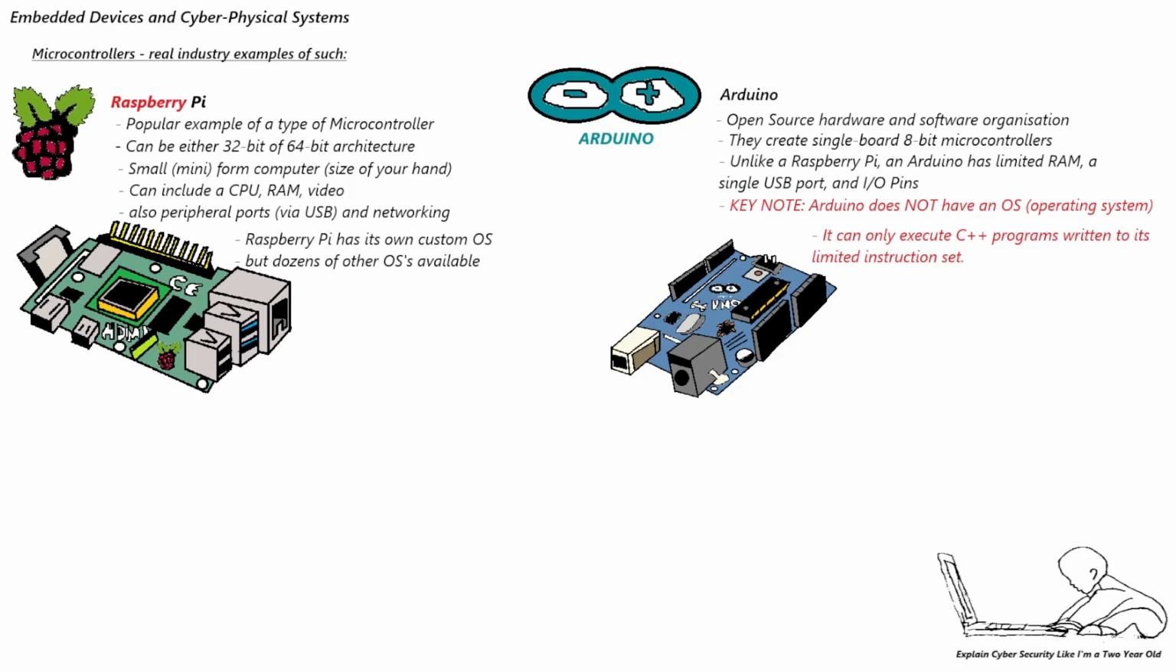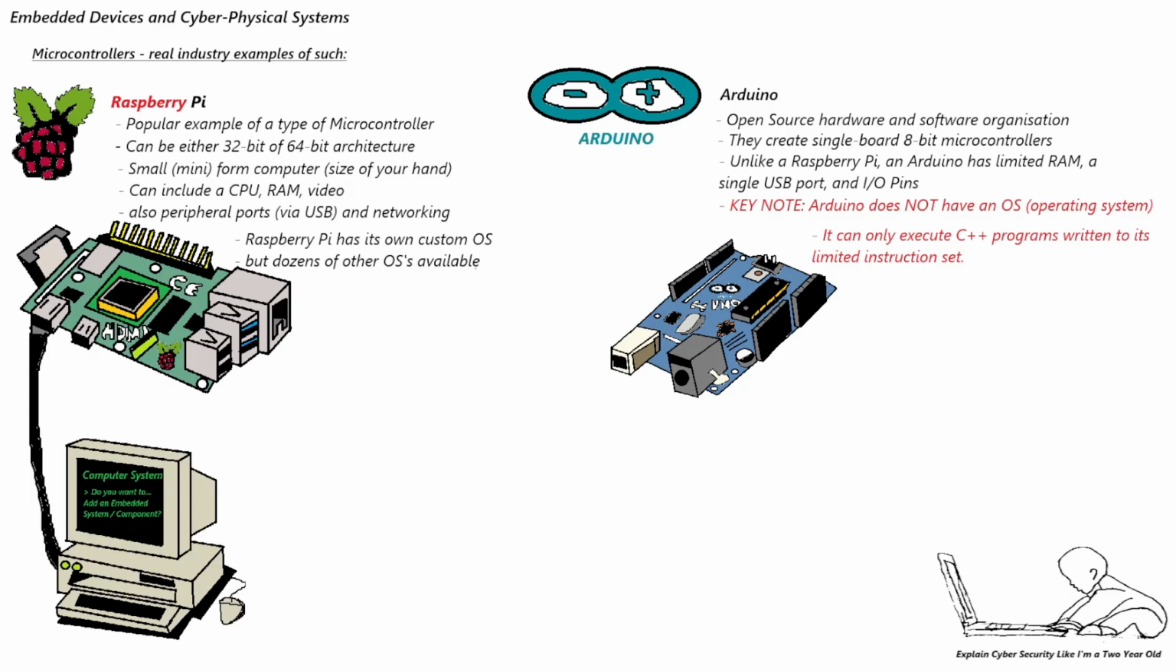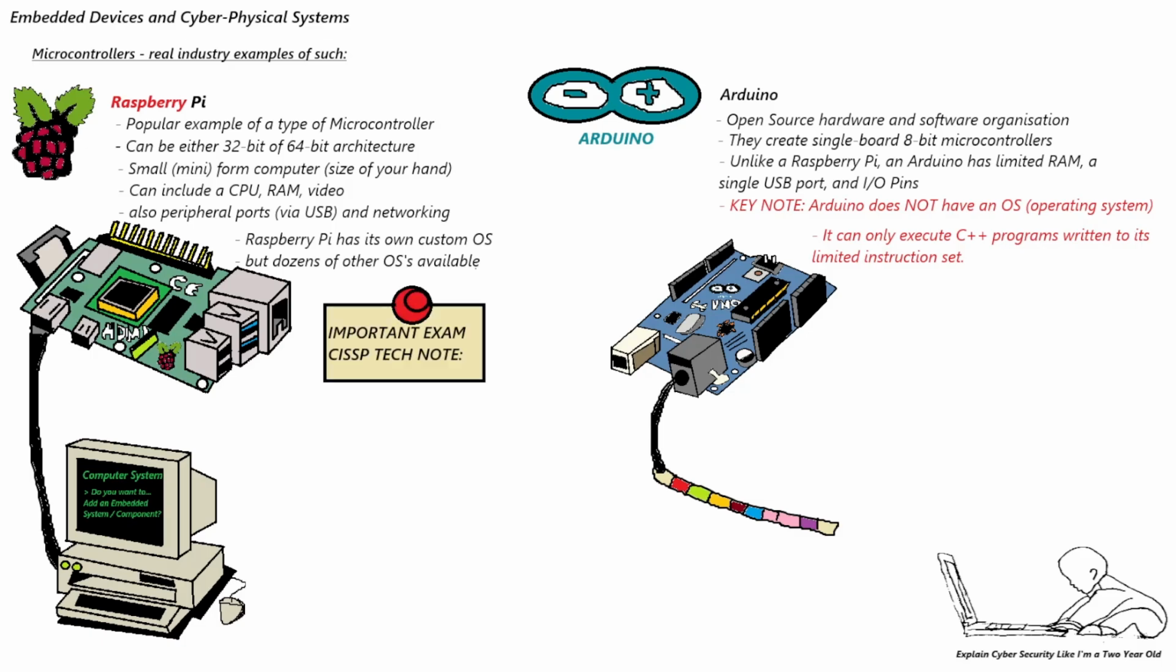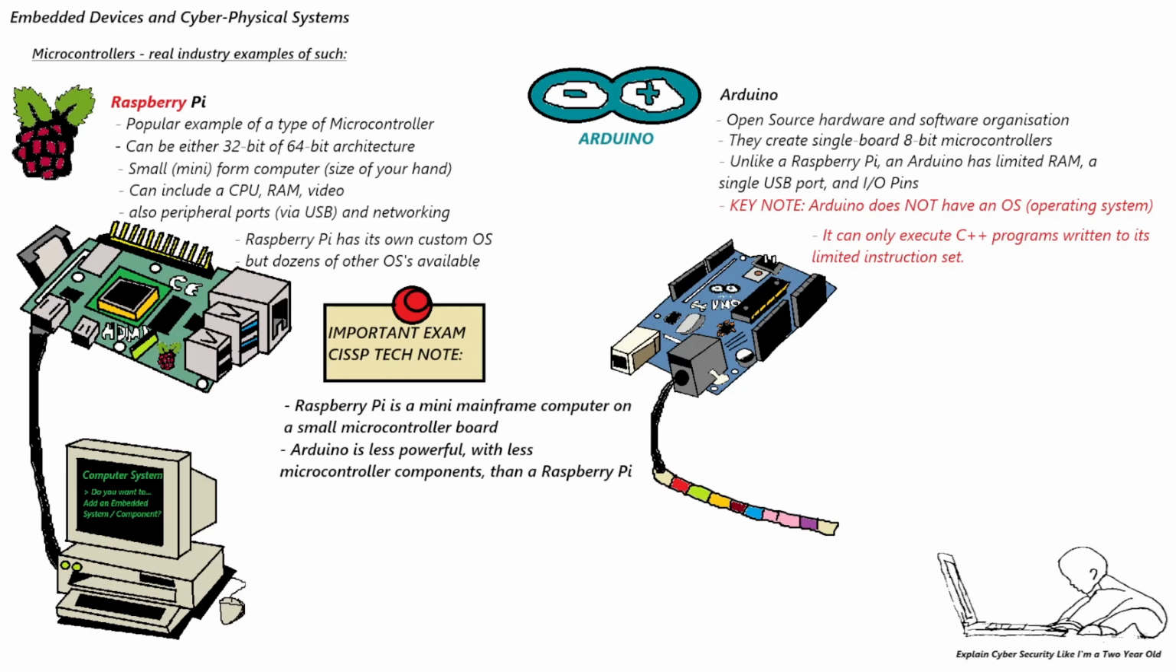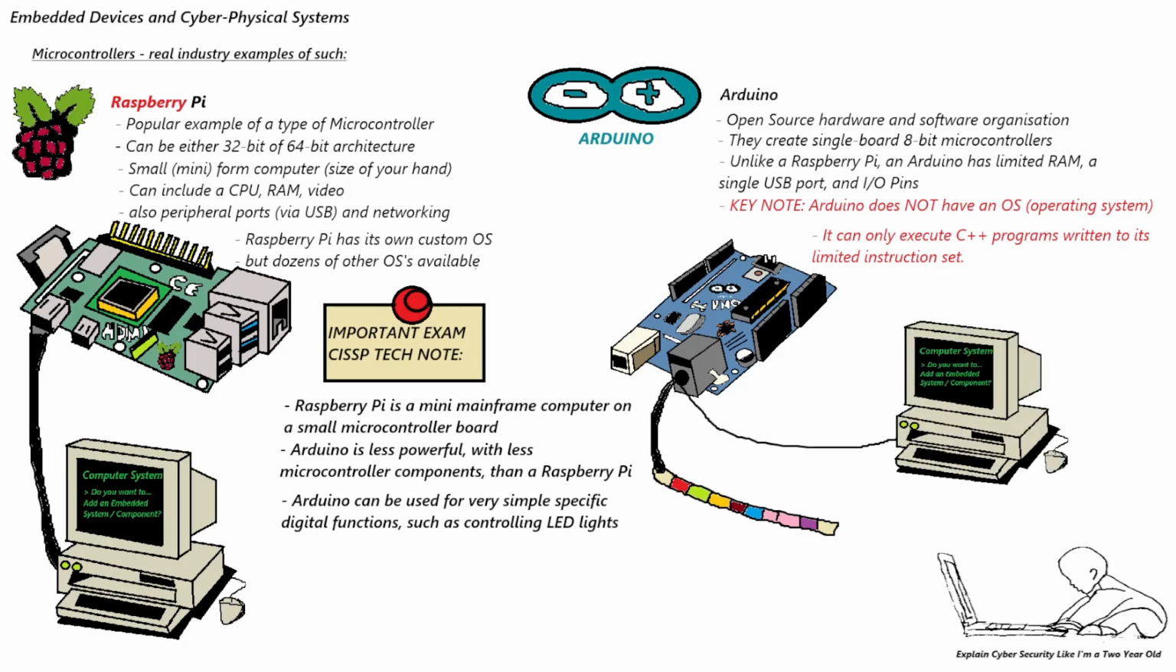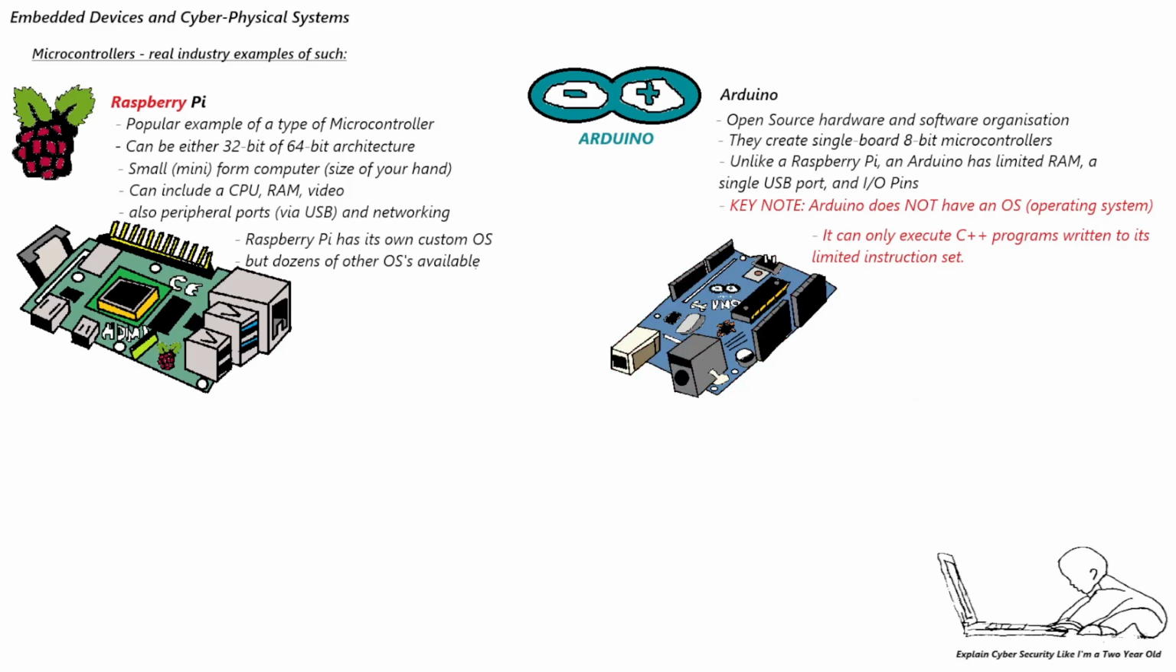Key technical note: an Arduino, unlike a Raspberry Pi, does not include an OS. I repeat, it does not include an OS, aka operating system. Instead, an Arduino can execute C++ programs specifically written in its limited instruction set. In summary, whilst a Raspberry Pi is a miniature computer mimic, an Arduino is a much simpler device, thus has less components than a Raspberry Pi on its circuit chip. So don't intend for an Arduino to mimic a full computer system.